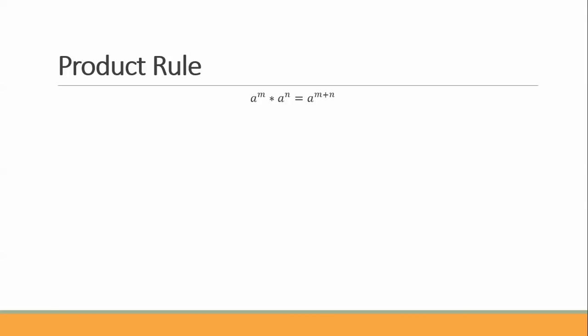The product rule for exponents. If we have two things with the same base, we add our exponents together. Why does this happen? Let's look at 2 to the third times 2 to the fourth. 2 to the third is 2 times 2 times 2. 2 to the fourth is 2 times 2 times 2 times 2.